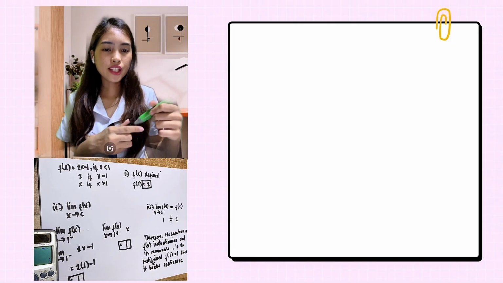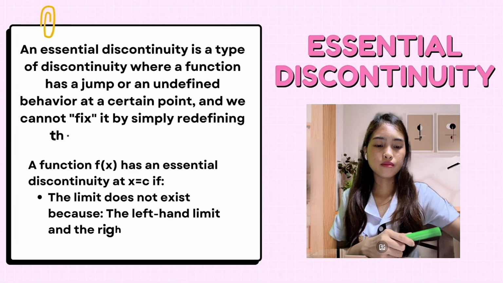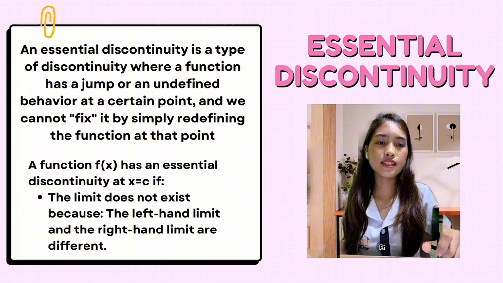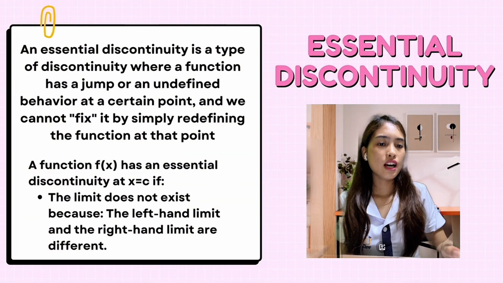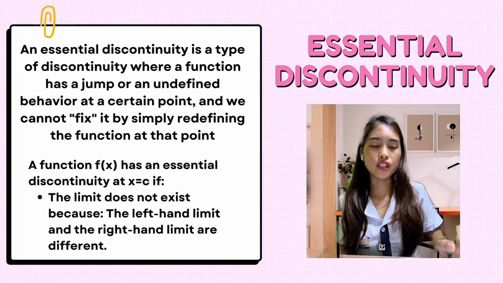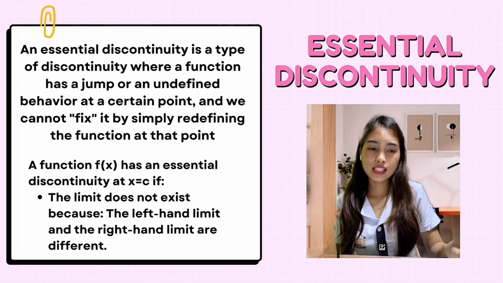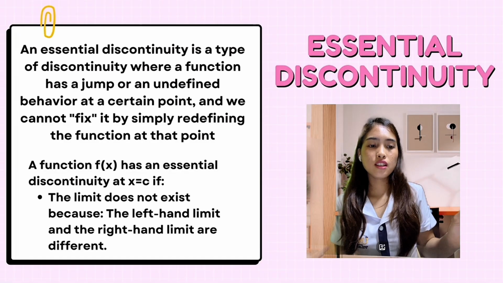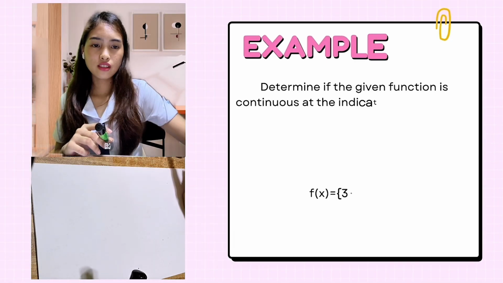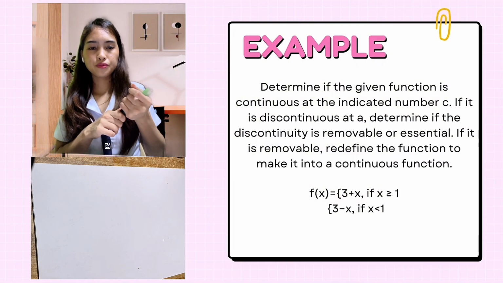So let's proceed to essential discontinuity. An essential discontinuity is a type of discontinuity where a function has a jump or an undefined behavior at a certain point. We cannot fix it by simply redefining the function at that point. A function f of x has an essential discontinuity at x equals c if the limit does not exist, because the right hand limit and the left hand limit are different. So let's try. Here is the example.